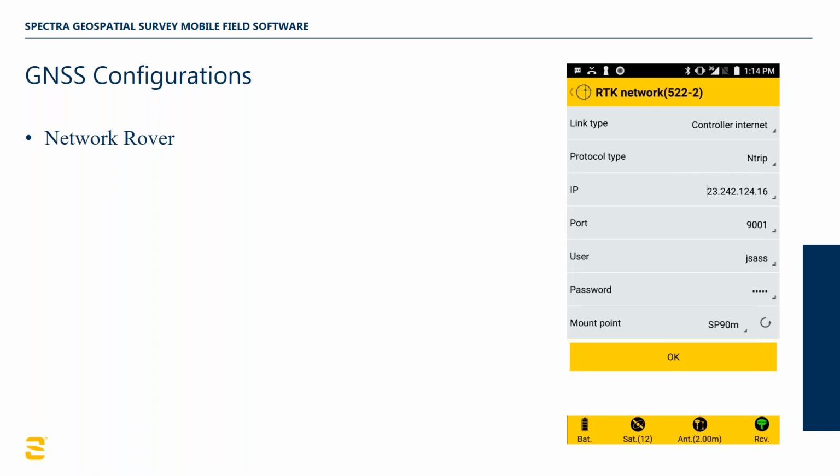Network rover. So in this instance, we're going to use the internet that the cell phone or the data collector itself, the MobileMapper 60, provides. And this is the address, username, password, and mount point for the NTRIP that this is getting prepared to connect.